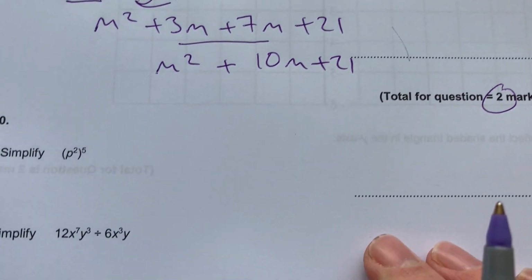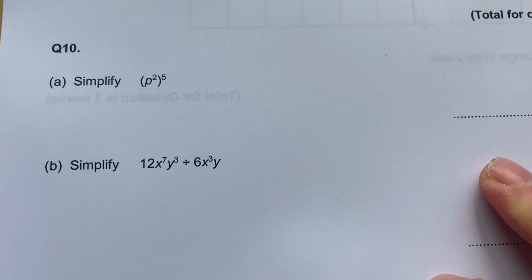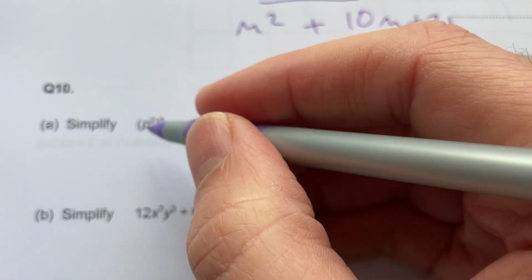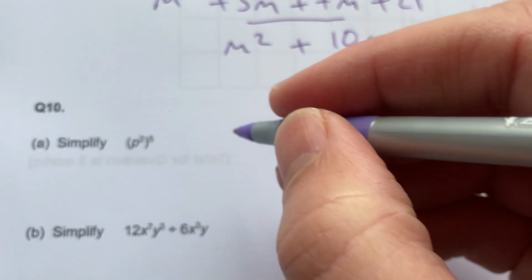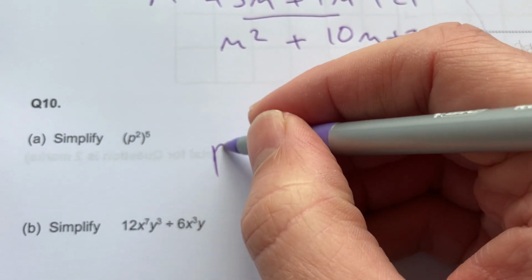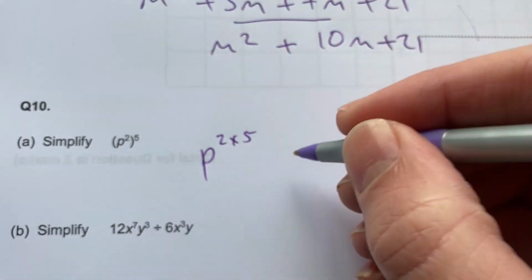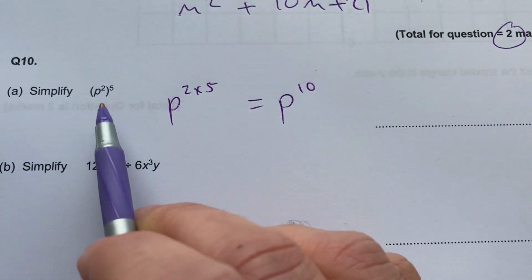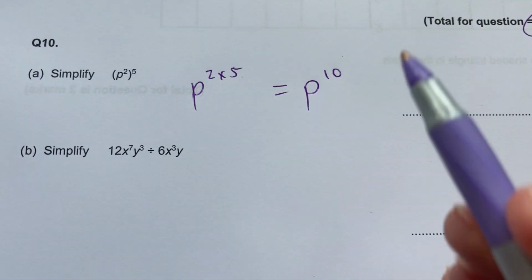The next question was question 10. And again, algebra and indices. This is p squared to the 5. When you raise a power to another power, you multiply. So it's p squared times 5, which is p to the 10. So it's just 1 mark, but it's understanding that law there.